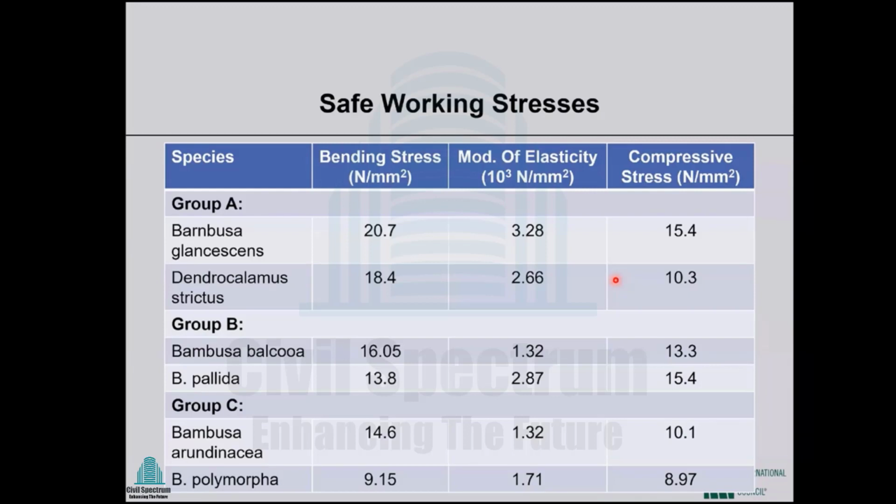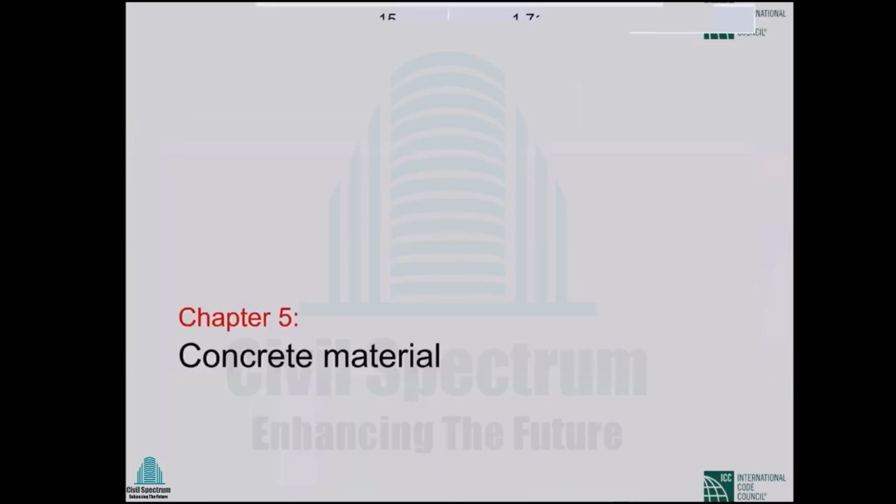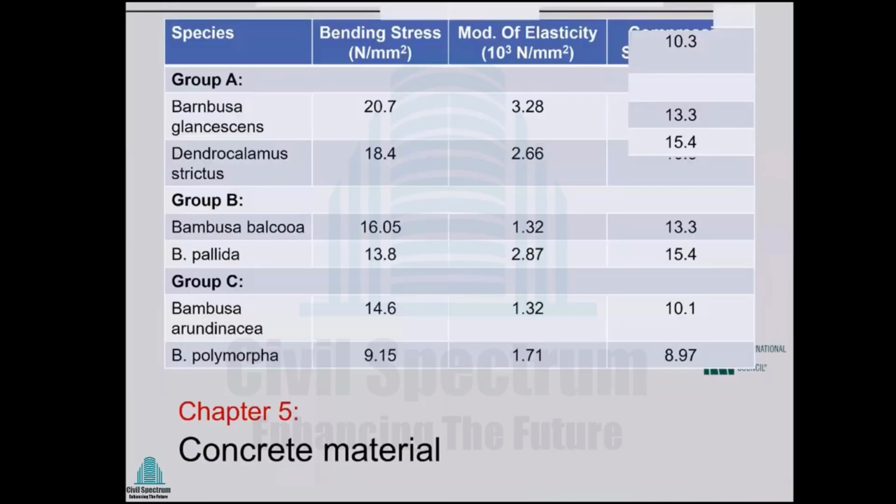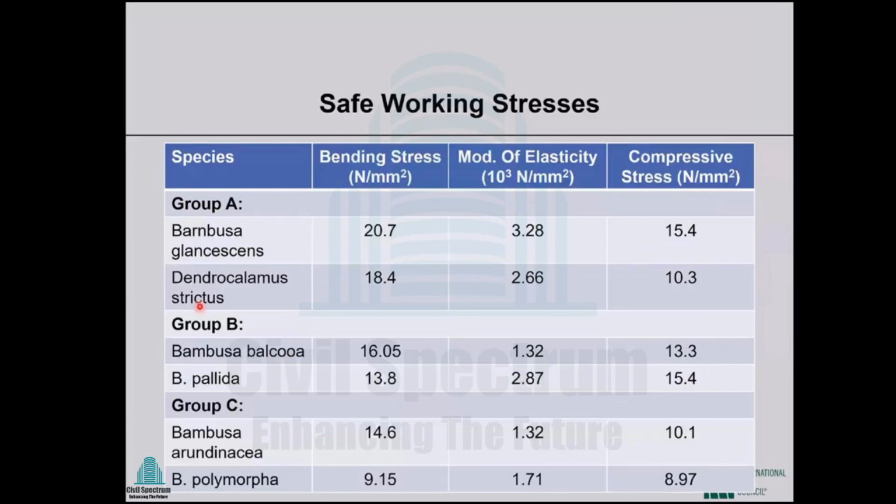So you can find allowable stresses, information regarding modulus of elasticity, allowable compressive strength, bending stress, for different types of species. And the species are grouped in different groups. And subsequent calculations depend on what group a particular species belongs to, and other things.